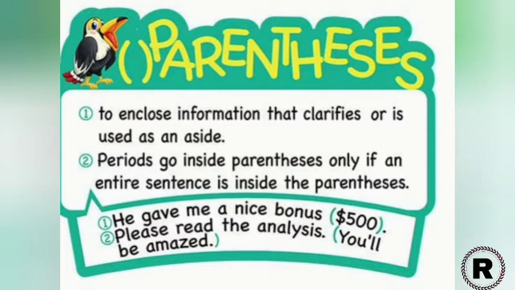And periods go inside parentheses only if an entire sentence is inside the parentheses. So these parentheses are used to enclose some information when a sentence is written, but some important information we have to give, then we use these parentheses. For example, he gave me a nice bonus. This is a complete sentence, but how much bonus is there, that is the important information, and that we can write in the circle brackets, that is called the parenthesis.